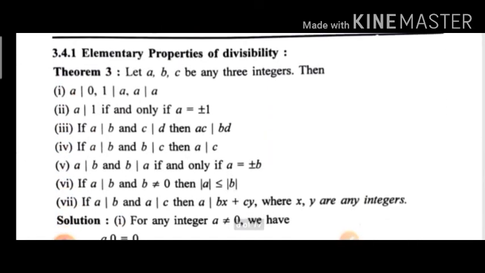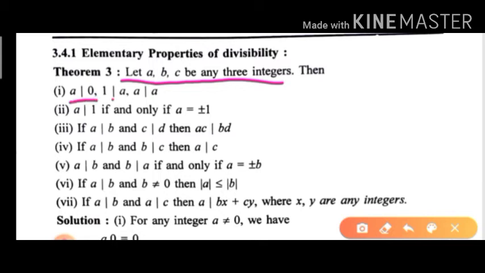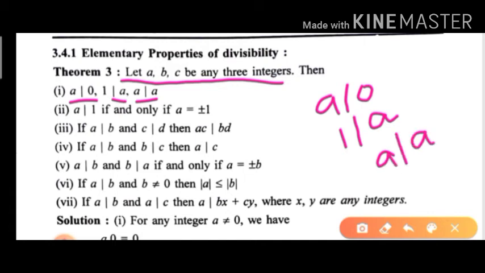Then there are some properties. The proof of the properties I will give you in the PDF. Now look here, if A, B and C are 3 integers, we know A divides 0, 1 divides 1, and A also divides A. Of course, any integer divides 0, and 1 is always a factor of any number, and A divides A, this is also true, because the number divides itself.